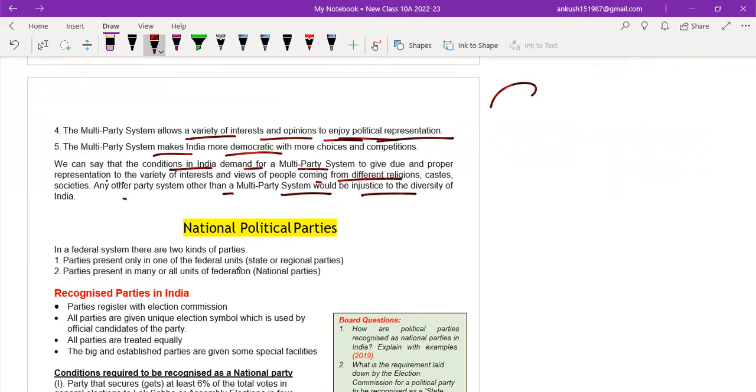Suppose there is one constituency here. Many parties can put up their candidates to contest the election, and the voters who cast their votes among these people would find it an enjoyable time. Many common people would put their interest in a particular person or a particular party. A multi-party system makes India more democratic, with more choices and competition.